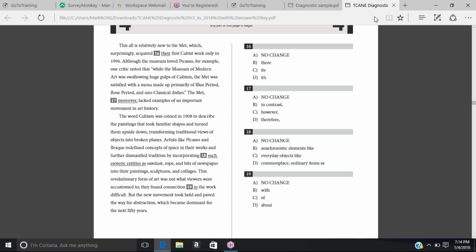Another person said the word as. Another person said commonplace. That's it. Ordinary. That's it. I'm going to stop there. Anyone who felt that as was the problem, it's different from the word like. Like is correct here, as is not. Let me tell you why.